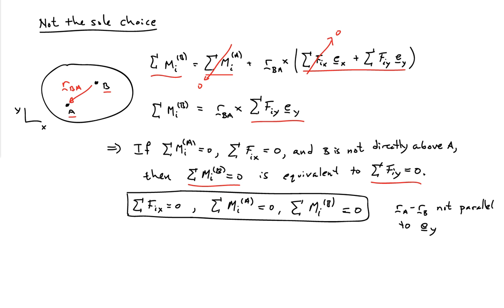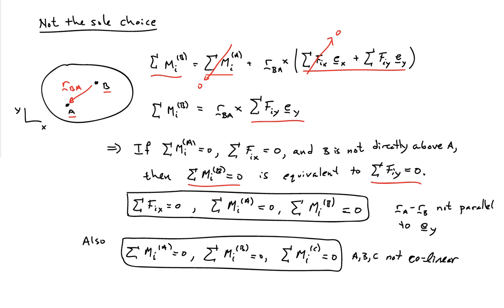So I get the sum of the forces in the x direction equals 0, the sum of the moments in A equals 0, and the sum of the moments in B equals 0. And the only thing I have to make sure is that A and B don't line up directly one above the other. And it actually turns out that there is a third option, which you can prove too.